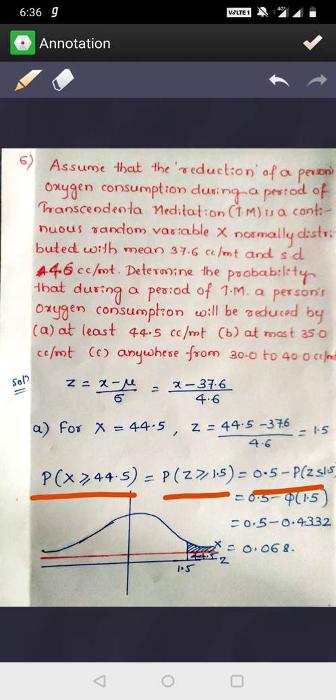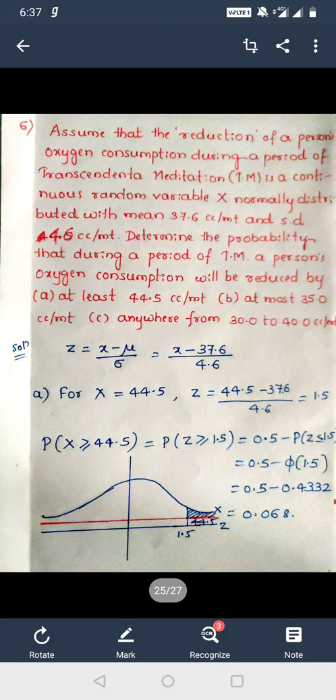Z greater than or equal to 0 is 0.5, minus z less than or equal to 1.5, which is phi of 1.5. Using your standard distribution table, phi of 1.5 is 0.4332. So after subtracting, we will get 0.068. The graph on the left side is showing the distribution, the Z line and the X line. The red line is x, here is 0.5, and on the x-axis the x value is 44.5. This shaded portion is our area covered.